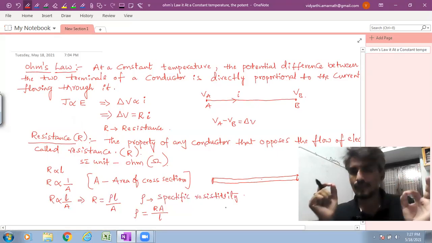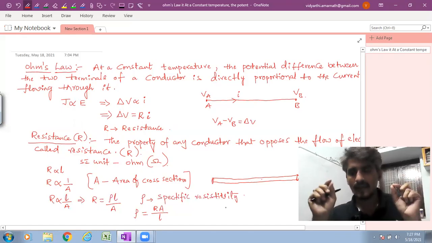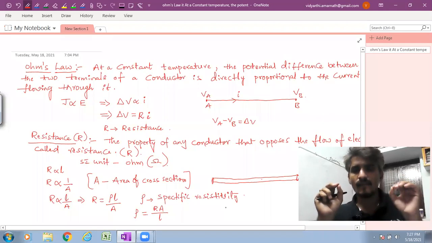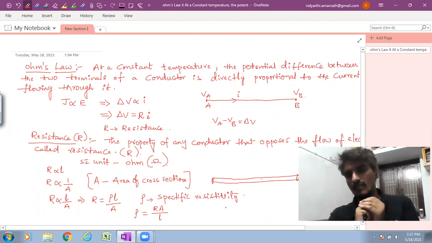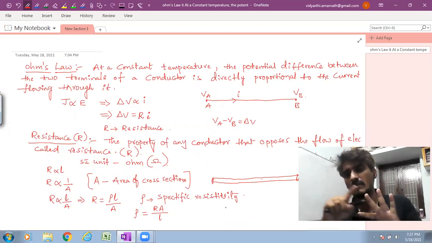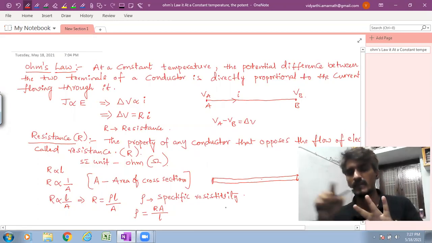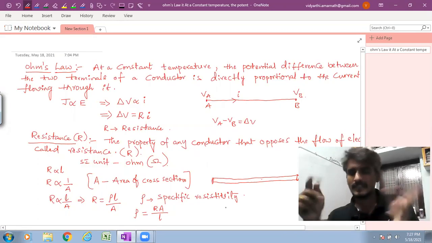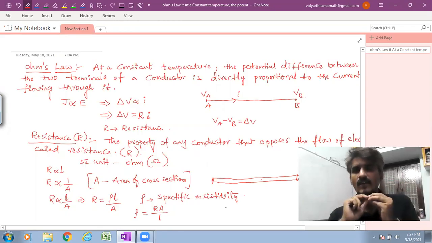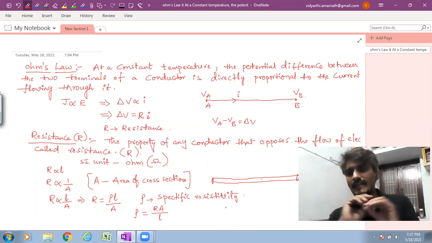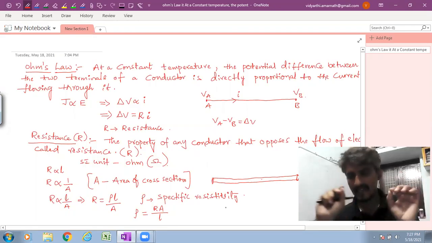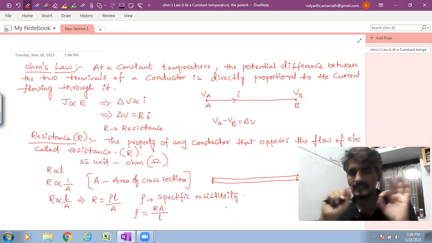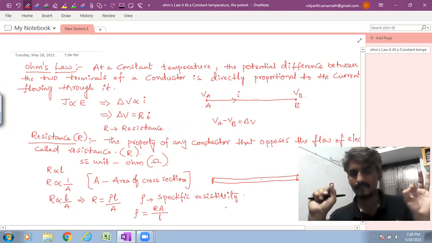Same length, same cross-sectional area. We are taking 4 different wires of same length and same cross-sectional area. One wire is made up of copper, one wire is made up of silver, one wire is made up of aluminum, another wire is made up of gold, something like that. The 4 wires are of same length and same cross-sectional area. So the dimensions are the same, right? Length is same, cross-sectional area is same, thickness is same.